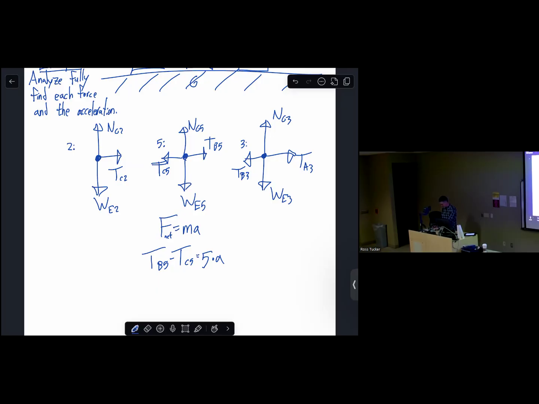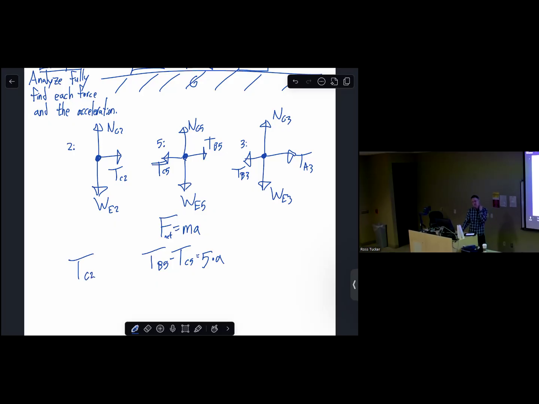Okay, time's up. Got 90% of you. Okay. 5 of you told me about box 5. I didn't ask about box 5. A couple of you told me about the vertical direction. Didn't ask for that. I asked for the horizontal Newton's second law for box 2.